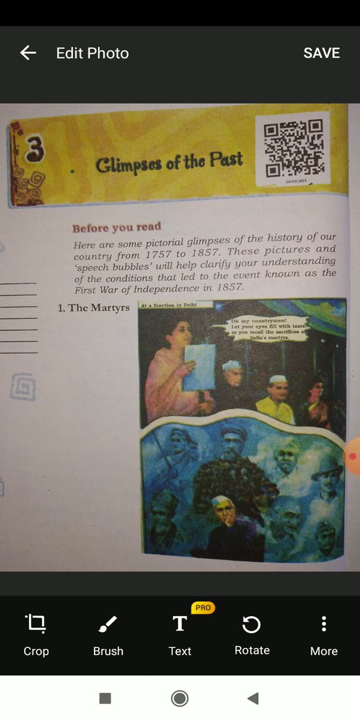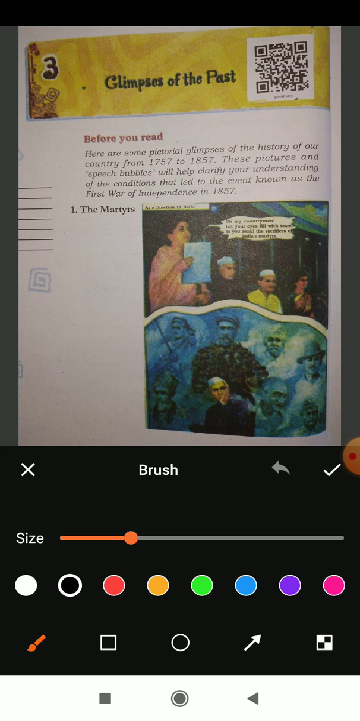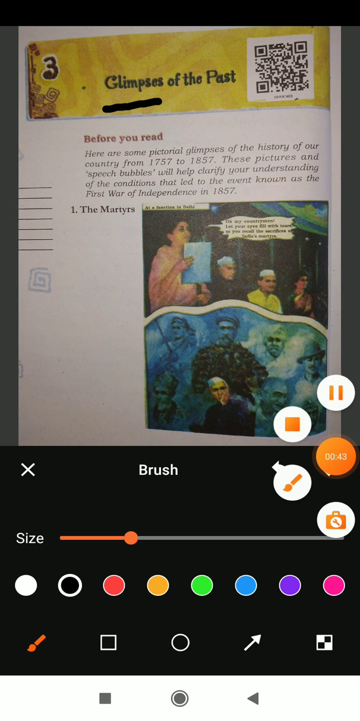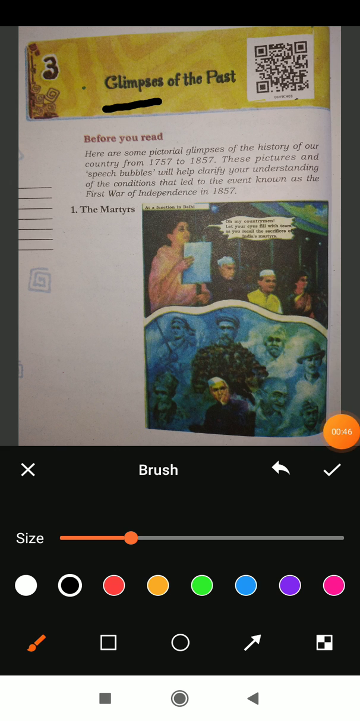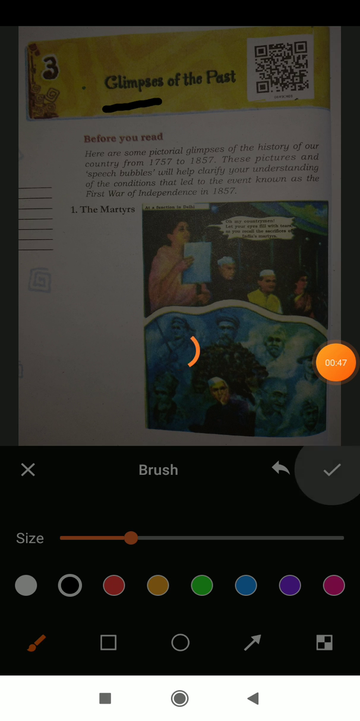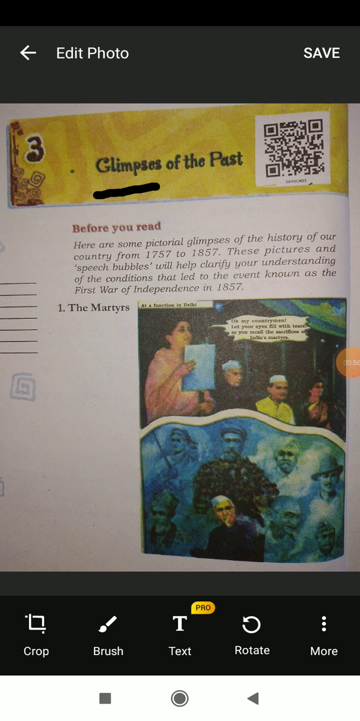The word glimpses. Here I am taking a brush to mark it. What do we mean by this word glimpses? All right. So here, the word glimpses means the events which occurred in the past, and those events are called glimpses.